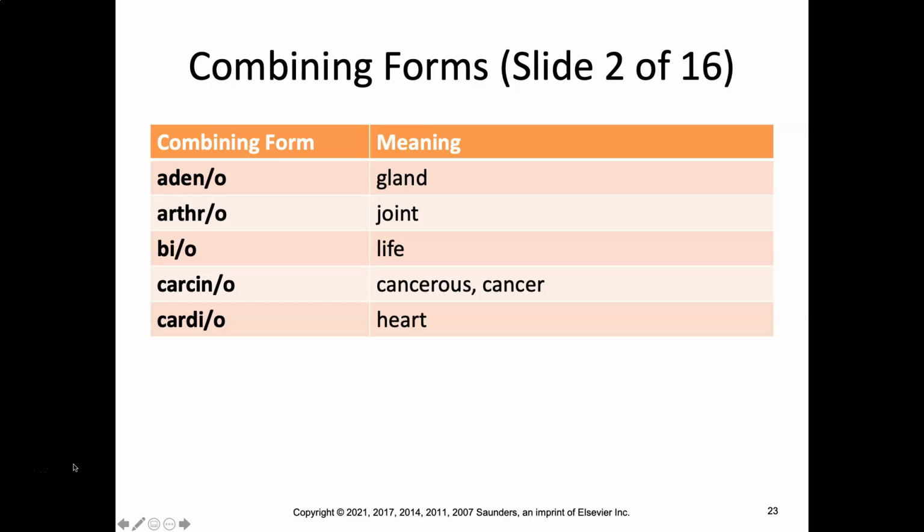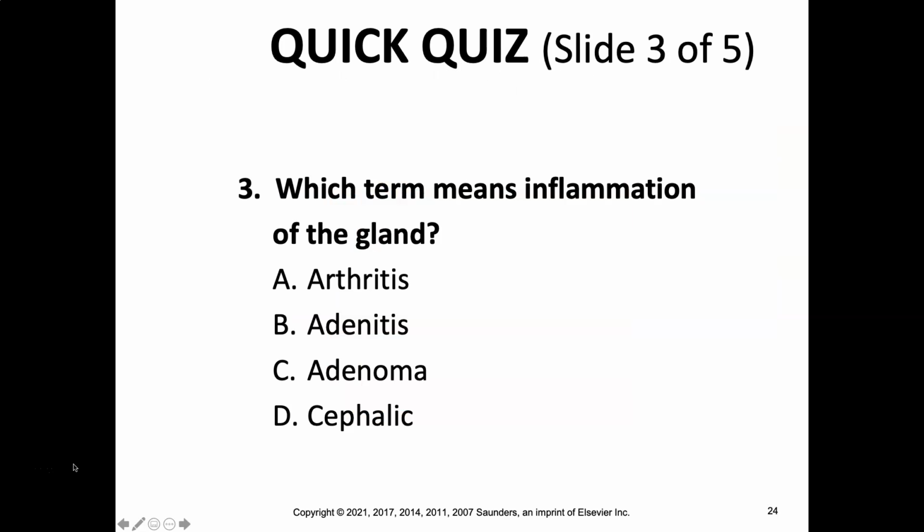All right, so let's go through our combining forms that we're learning this week. You have adeno, which is gland, arthro, joint, bio, life, carcino, cancerous or cancer, cardio, heart.